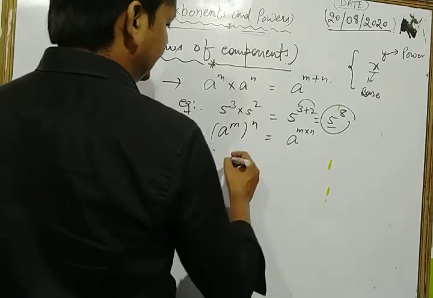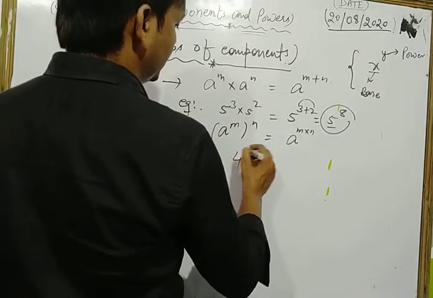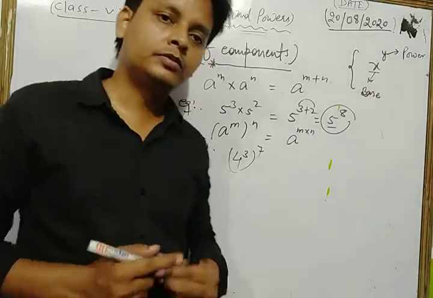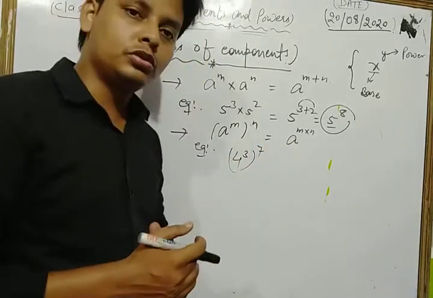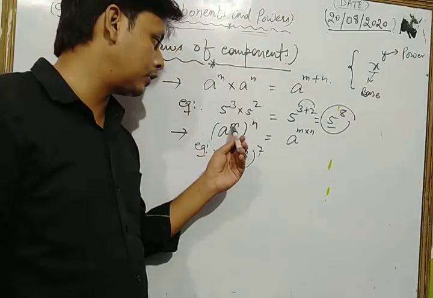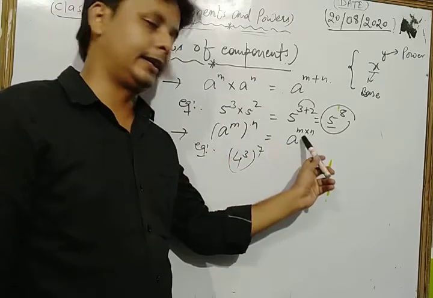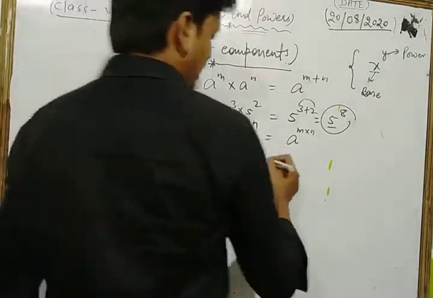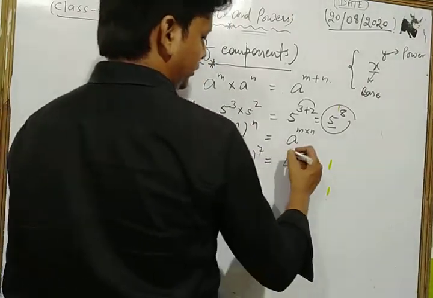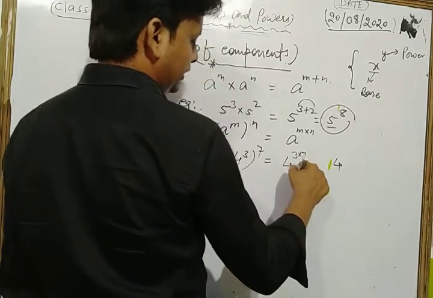Dear students, if we write 4 to the power 3 to the power 7, then which law is used? Here we use the law of exponents, a to the power m to the power n is equal to a to the power m into n. So here we write 4 to the power 3 into 7. What is 3 into 7? 4 to the power, 3 sevens are what?